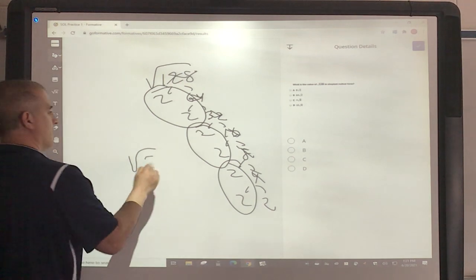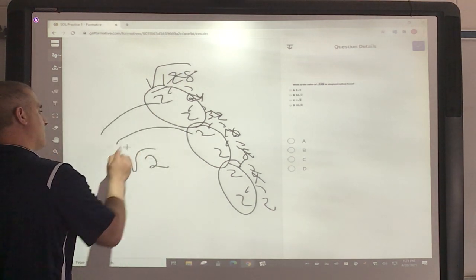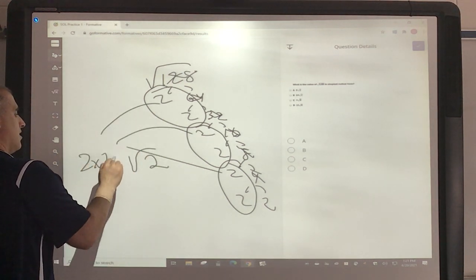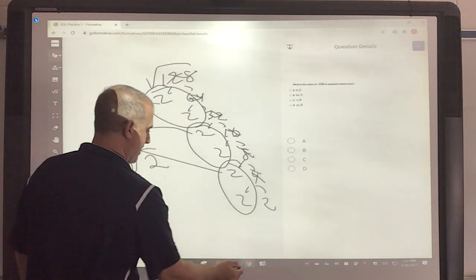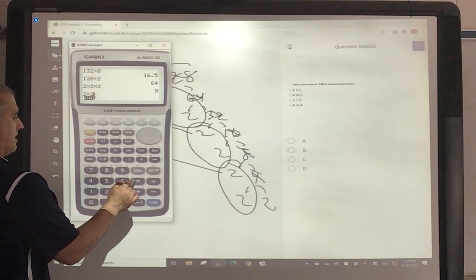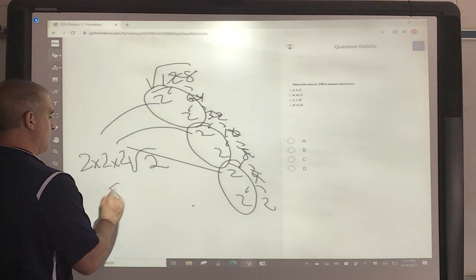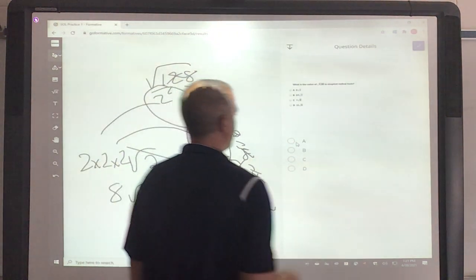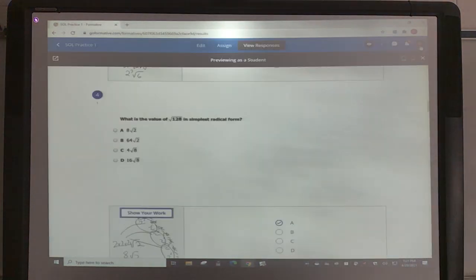The only thing left over is a 2, and I would take 1 from each of these groups and put them out here. So 2 times 2 times 2, which is 8. So it'd be 8 square root of 2, which would be A.